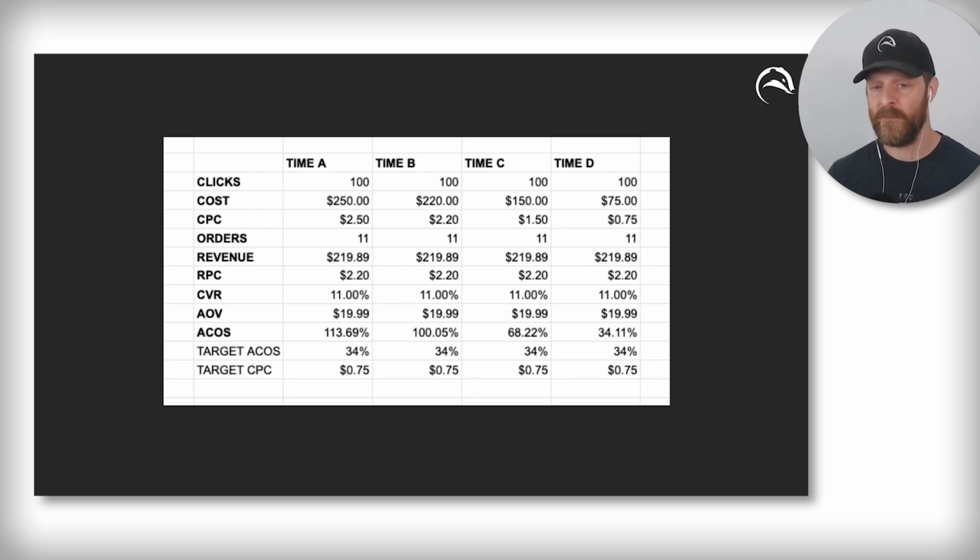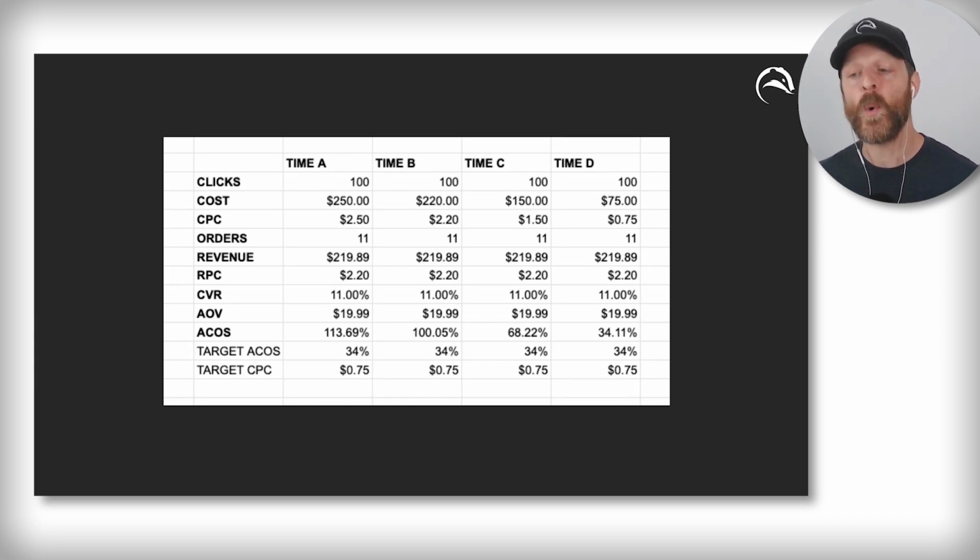This is the basics of bid optimization. If this is unclear, go back to the last 3 minutes and rewatch this section. It's one of the most fundamental things of PPC optimization. It is the cornerstone. How much do you generate per click? How much do you want to spend per click? Everything else is icing on the cake.